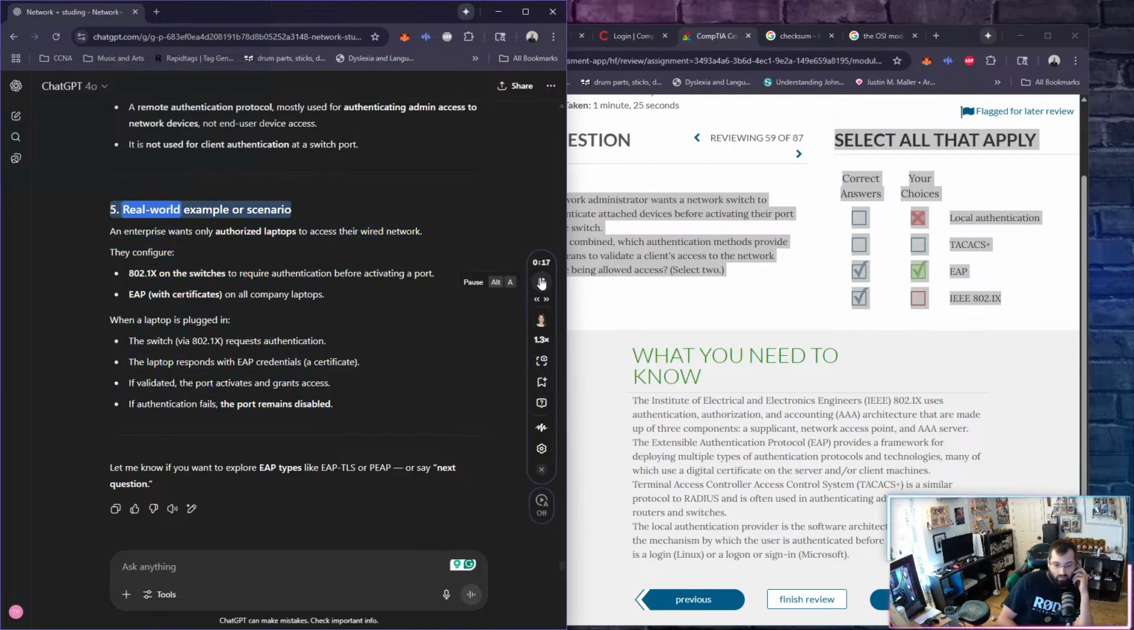Five, real-world example or scenario. An enterprise wants only authorized laptops to access their wired network. They configure 802.1X on the switches to require authentication before activating a port, and EAP with certificates on all company laptops. When a laptop is plugged in, the switch via 802.1X requests authentication. The laptop responds with EAP credentials, a certificate. If validated, the port activates and grants access. If authentication fails, the port remains disabled.